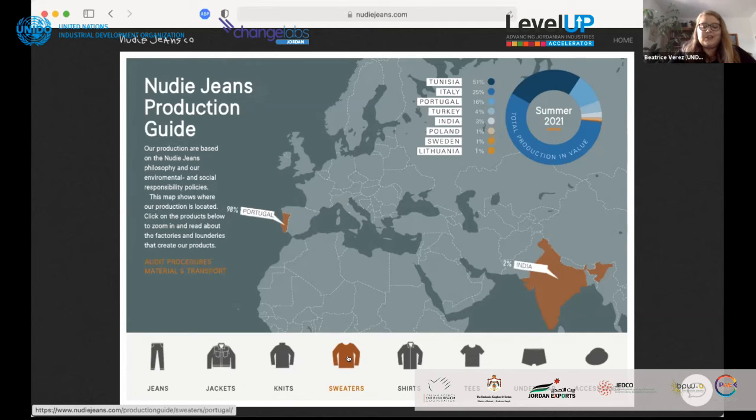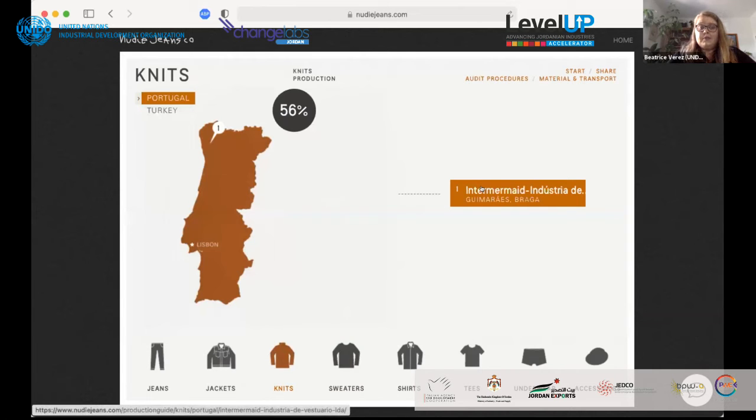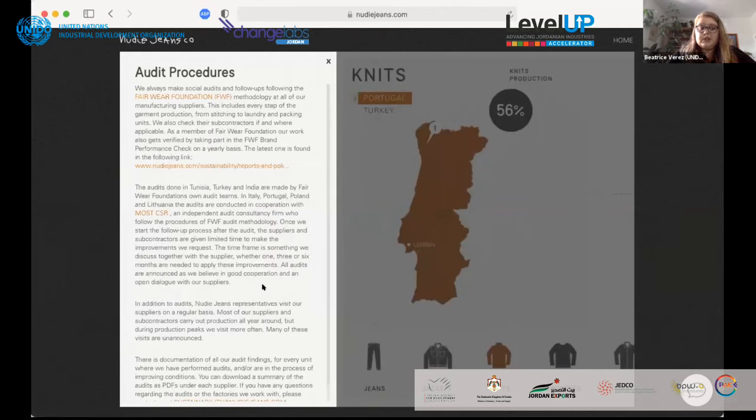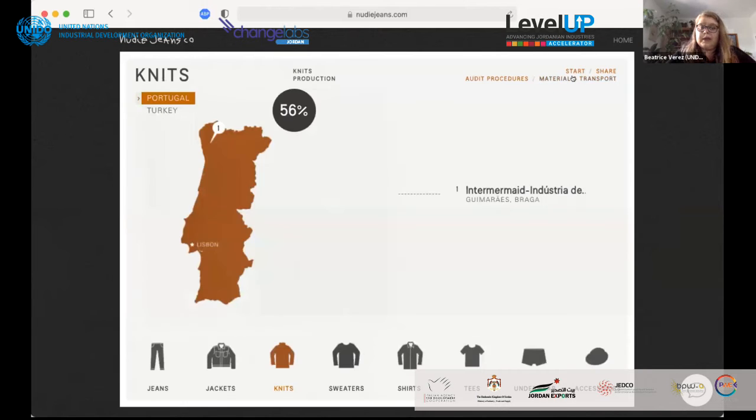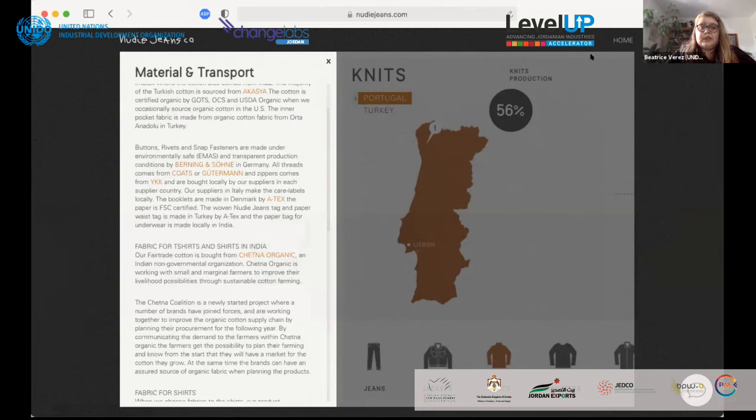Perfect, thank you. So as a customer, you can see, depending on the product that you're buying from them, where it has been produced. If, let's say, I go to Knits, I can see the name of their supplier. I can see, for example, the auditing process behind the suppliers, and what company is the one carrying out the audits. I can see the materials that they're using, and again, here you see the names of the suppliers. And so this is really taking it to the next level.